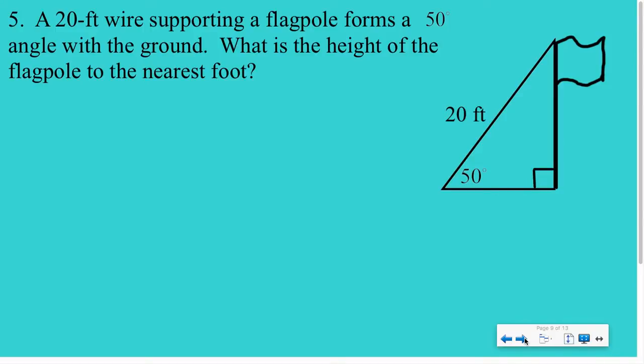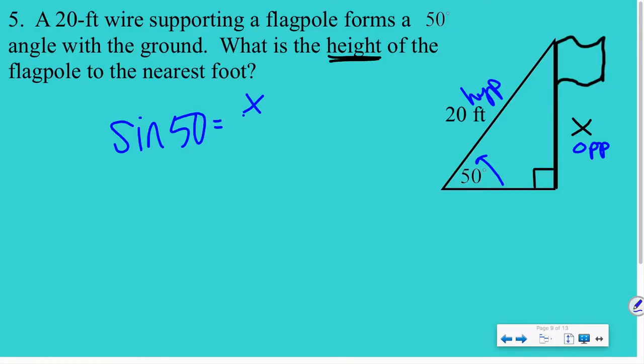So again, we're looking for height. So would that be my horizontal or my vertical? Vertical. So you want to put your X on that vertical line. Then label the triangle based off your angle measure given. In reference to 50, is X opposite, adjacent, or hypotenuse? Opposite. How about 20? Hypotenuse. Okay, so which trig function should we use? Sine of 50 would equal x over 20.